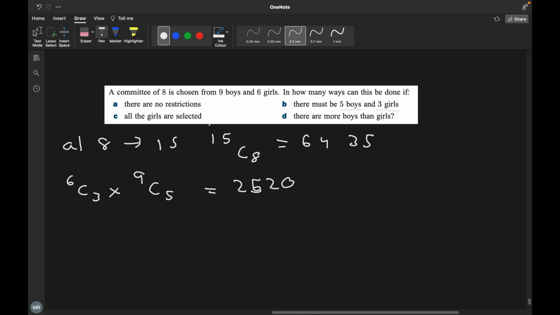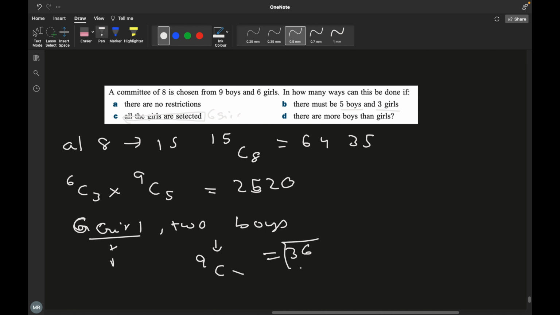And now if all the girls are selected, that means... but we don't have enough girls, right? Wait, never mind. All girls are selected. It means 6 girls, 2 boys. And this can be done in one way, because if you choose all of the girls, there's only one combination. And we can choose 2 boys from 9 in 9C2 ways, which is 36. That's the answer. That's how you derive it.